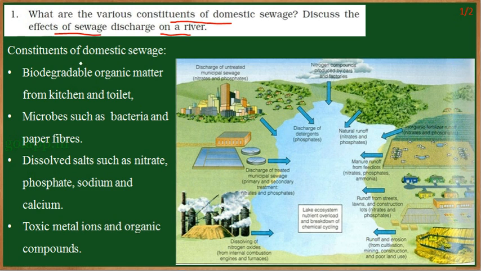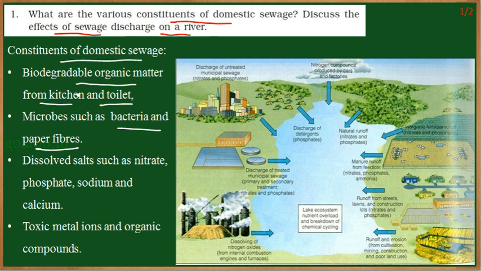Now, first coming to the first part of the question, the components of the domestic sewage. Domestic sewage includes biodegradable organic matter from the kitchen and the toilet. It can be human excreta, it can be organic remains from the kitchen, vegetables, or biodegradable substances. Along with that, there are microbes such as bacteria and paper fibers.